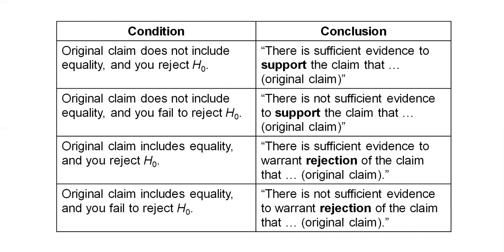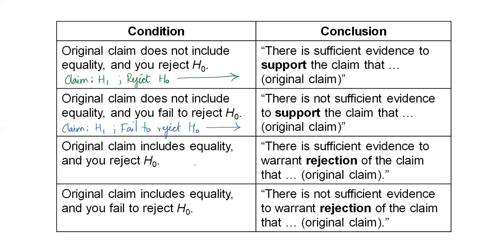For our quick understanding, remember, the original claim does not include equality. That means the original claim is sitting in H1, and we reject H naught. This is how we decide. Once again, if your claim does not include equality, that means your claim itself is your H1, and you fail to reject H0, then your conclusion should read that.